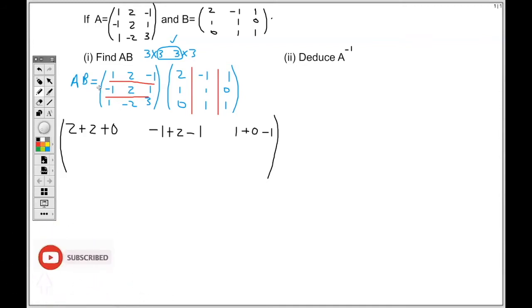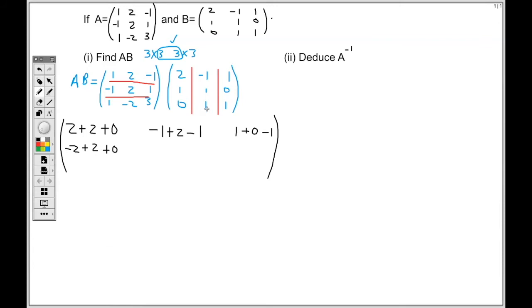Now I'm going to move to the second row. So we're going to multiply the second row by the first column, then the second column, then the third column. So let's start with the first column. The second row multiplied by the first column: we have -1 times 2, that's -2. Then 2 times 1, that's 2, so I have plus 2. And 1 times 0, that's 0, so I have plus 0.